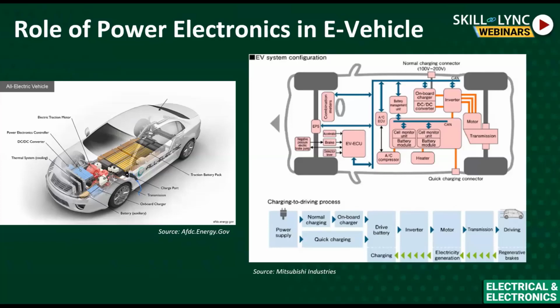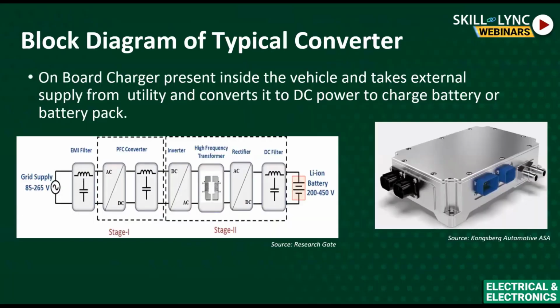You can see the main traction inverter also communicating on the CAN bus at the top of the slide. So this is the block diagram. You have a lot of power electronics in the EV. This is a block diagram of a typical onboard charger. I present the onboard charger only, for time constraints. So onboard charger, this is the example.